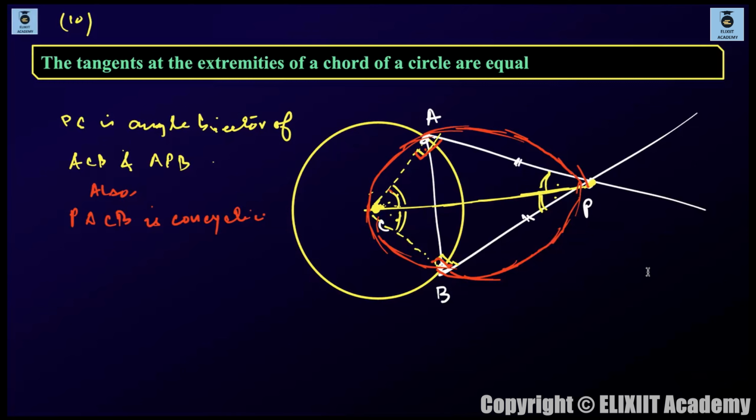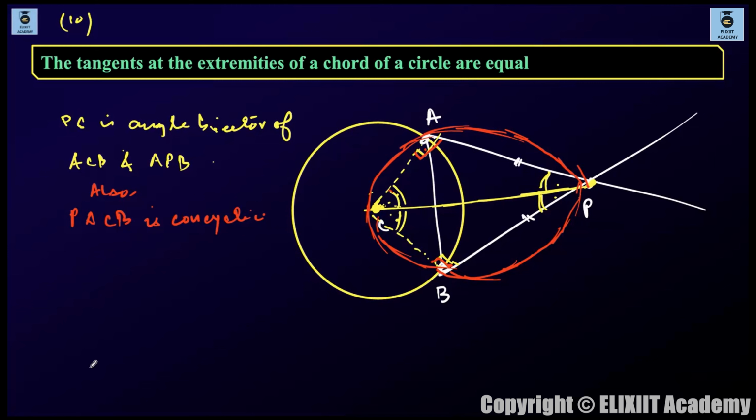Clear? Clear with the 10 theorems so far? Clear till here? Did you all get how we have proved this one? Especially is the 10th one very clear to you, how we have proved the two triangles are congruent and the rest of the things?